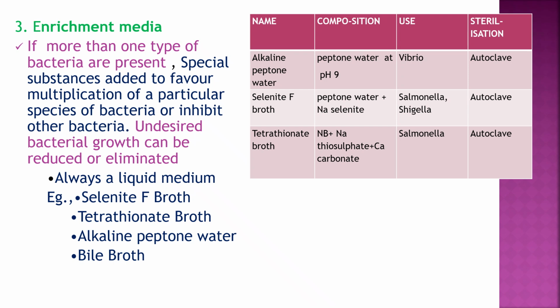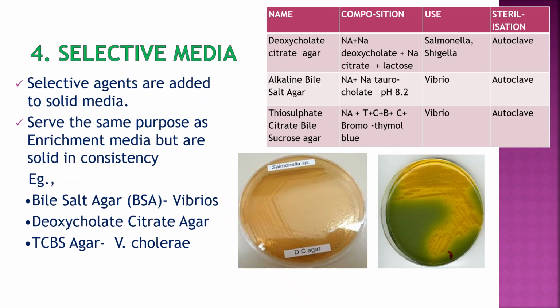If more than one type of bacteria are present, special substances are added to favor the multiplication of a particular species of bacteria or to inhibit the other bacteria. They are called selective media. Examples are selenite F broth, tetrathionate broth, alkaline peptone water, bile broth. Selective agents can also be added to solid media, which act as an enrichment but are solid in consistency. They are bile salt agar, deoxycholate citrate agar and TCBS for Vibrio.